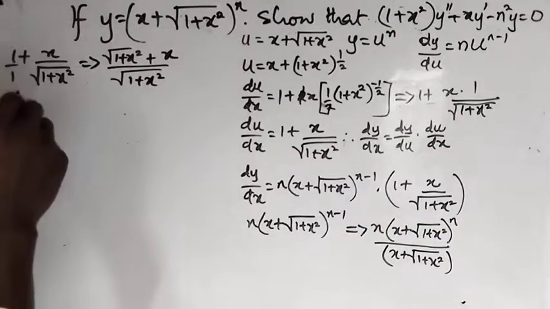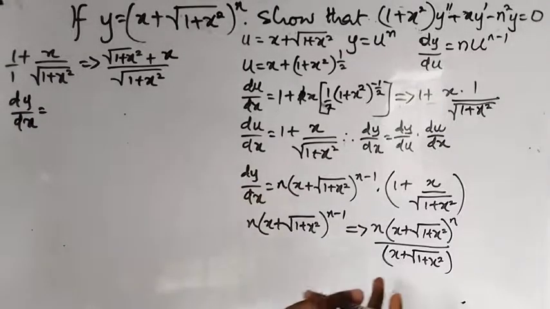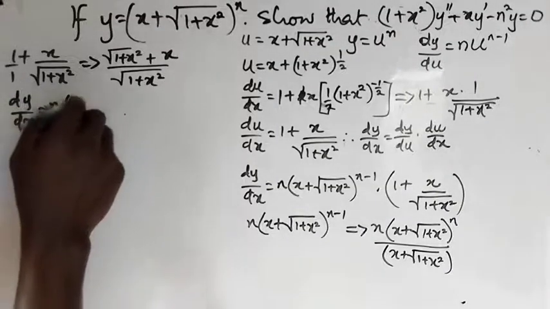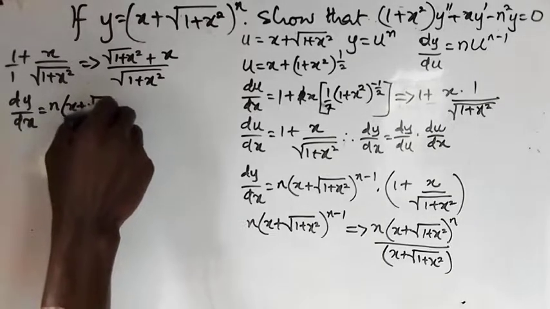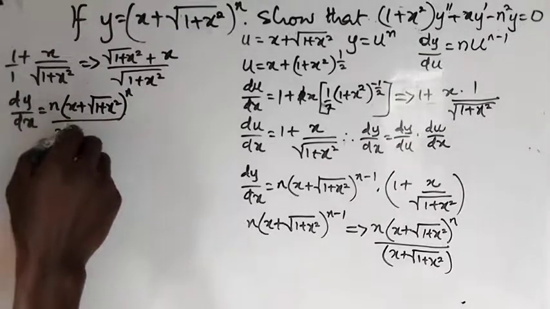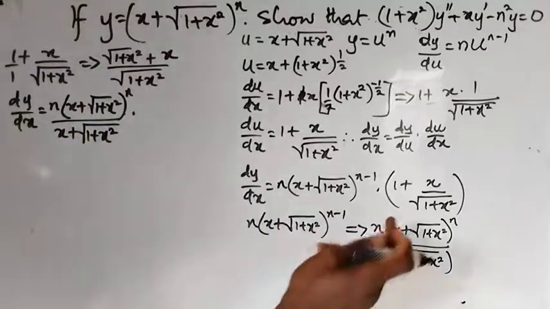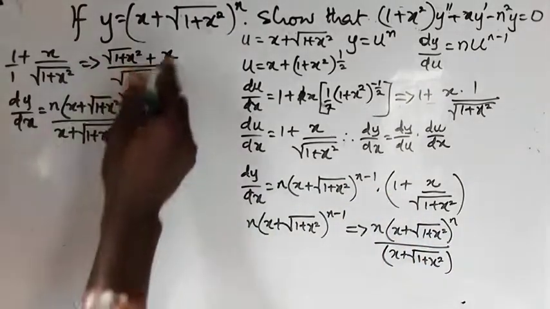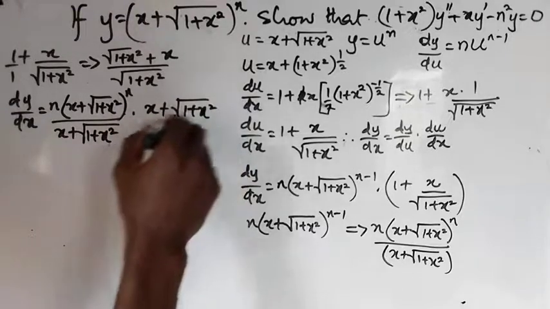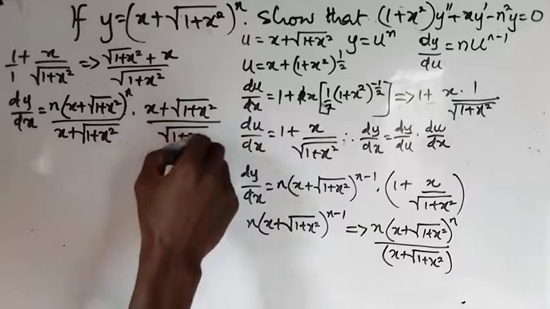Okay, now our dy/dx will give us n times (x + √(1 + x²))^n over x + √(1 + x²), times this, which is (x + √(1 + x²)) over √(1 + x²).